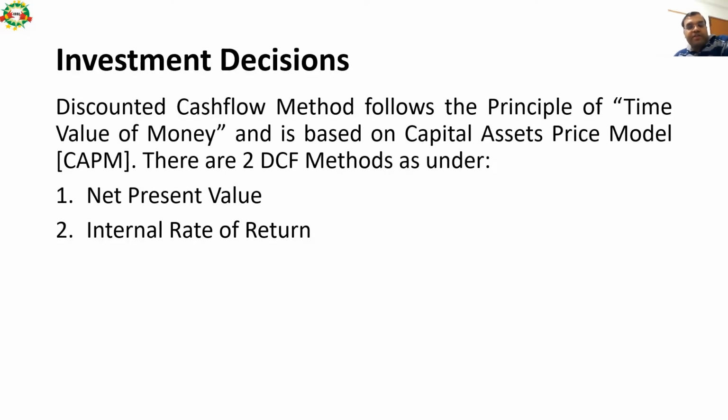Now, the important question is investment decision. This is one of the important topics of the IBBI syllabus. Discounted cash flow method follows the principle of time value of money, which we have discussed in chapter number 8, part 1, session 4, and is based on the capital asset pricing model, CAPM. Normally, numericals don't come out of this CAPM model. However, a one mark theory question may come, which we will discuss in subsequent slides. There are basically two DCF methods, net present value and IRR, which we will discuss in subsequent slides.